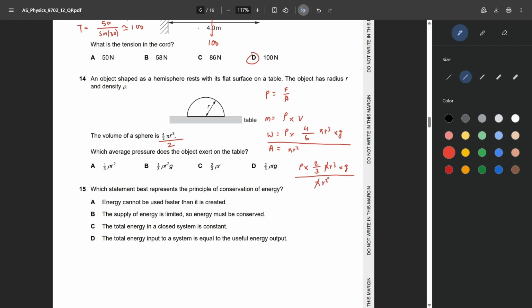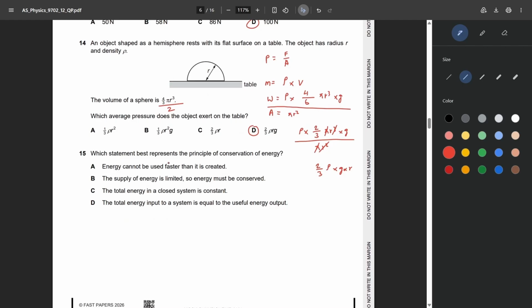We can remove the pi from here and r from here, which leaves us with 2 by 3 rho times g. Oh, there is also an r over here, the radius. I forgot about that. So 2 by 3 rho times r times g. Yeah, D is our answer.